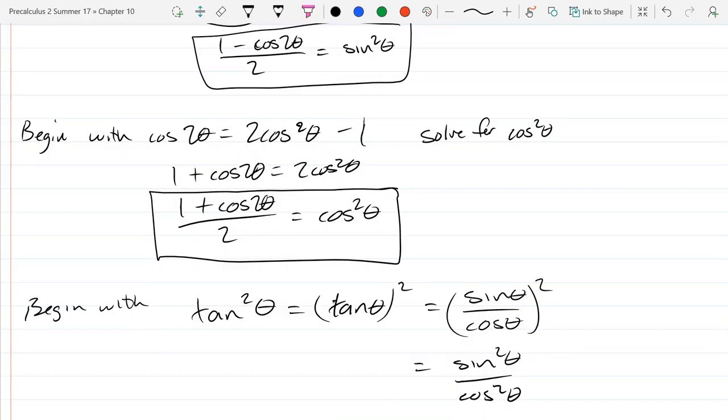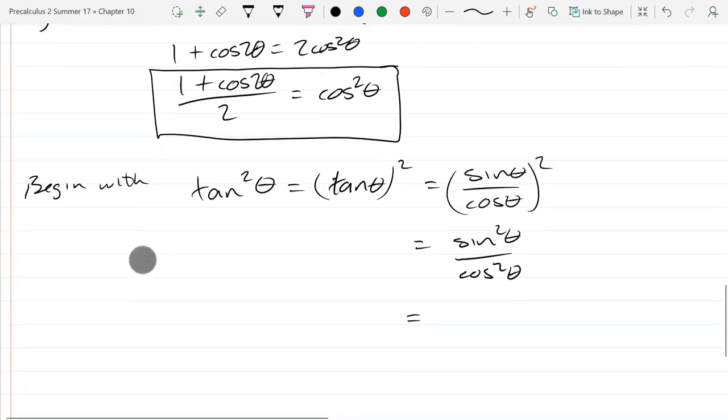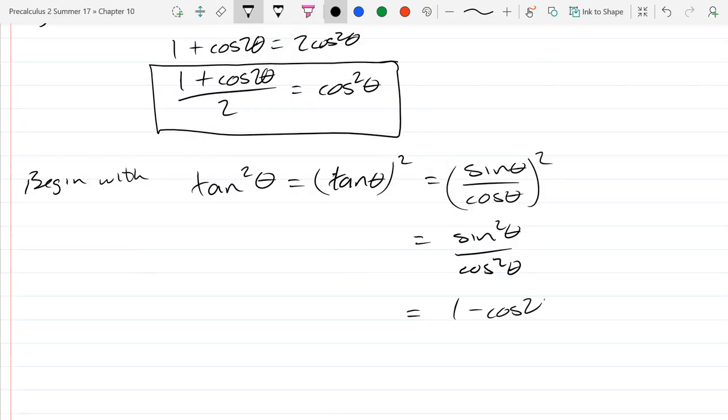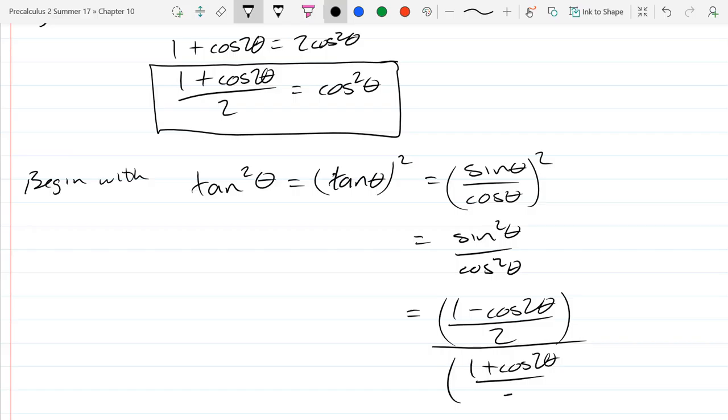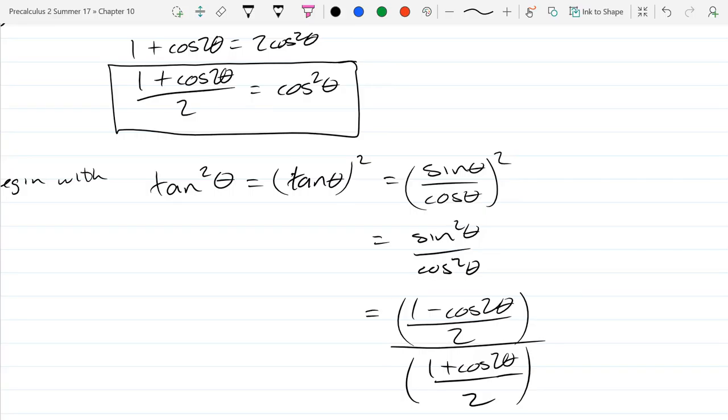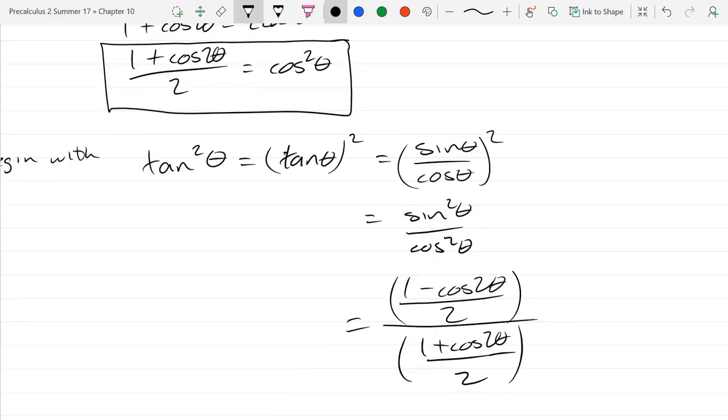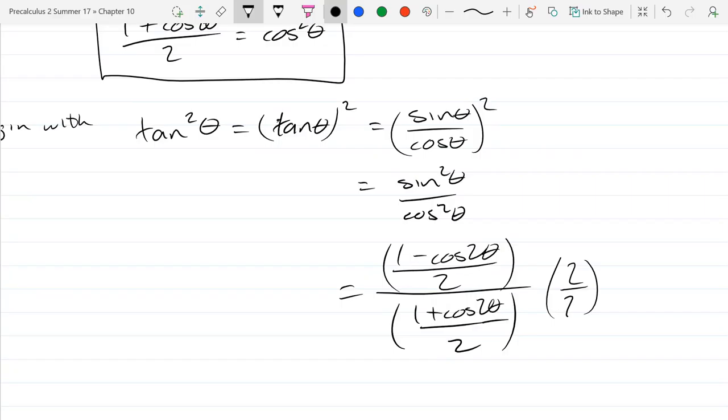So sine squared is on the top. So we got 1 minus cos 2 theta over 2 divided by, now we got fractions of fractions. Need to keep the numerator denominator carefully separated. Now, it's very tempting to multiply by the reciprocal of the denominator. However, we can certainly do that, but we can also multiply by this. So why multiply by this? Well, you're going to multiply that 2 into the numerator, and that 2 into the denominator.